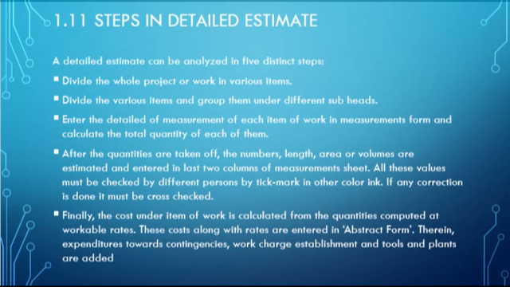After the quantities are taken off, the numbers, length, area, volume are estimated as entered in the last two columns of the measurement sheet. Finally, the cost under the item of work is calculated from the quantities computed as work table rates. The cost along with the rate are entered in the abstract form. After that, the expenditure towards the contingency, work charge establishment, tools and plants are added to the estimated cost and total of this. This grand total gives you the detailed estimate of the work.